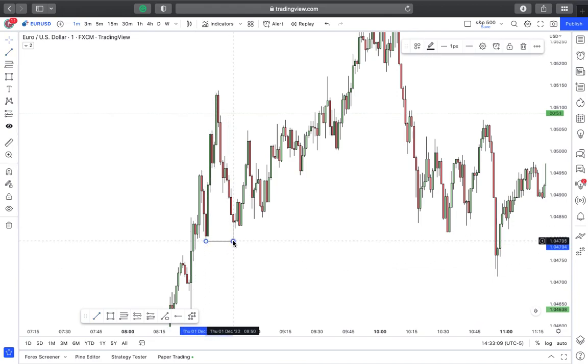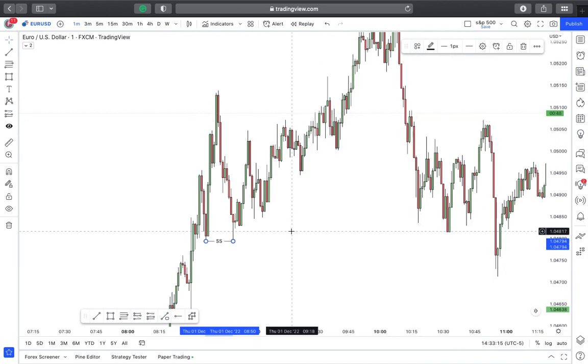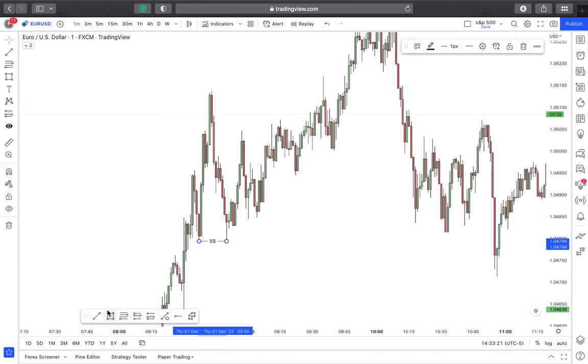It was actually not a market structure shift, but it was equal lows. So if you see equal lows in place of a market structure shift, you can take it as a market structure shift, because this is liquidity and price is going to go to clear it. Okay, so this is your fair value gap.